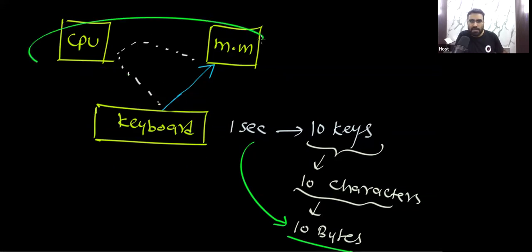But remember, CPU and main memory are very fast. The CPU can execute millions of instructions per second.